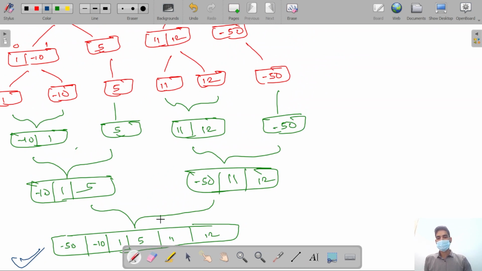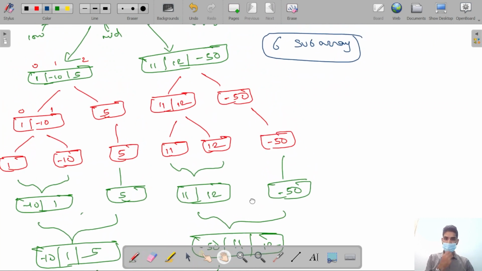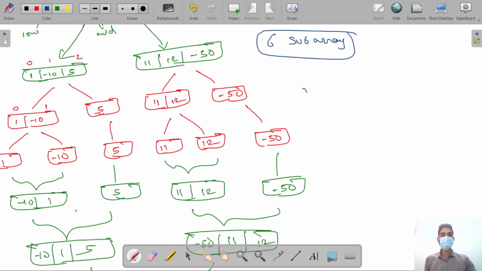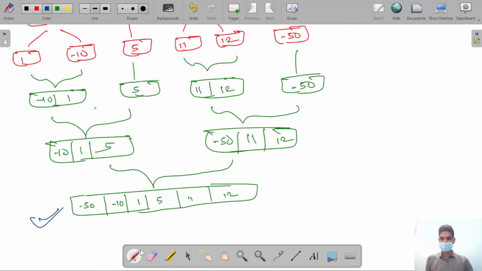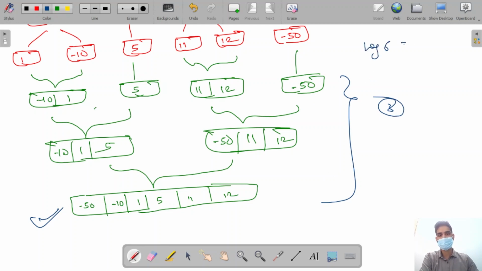Now, can you tell me the time complexity? The time complexity will be O of n log n. How? Because we are sorting. You can see these three are the division, and these are the joining, merging part. What are we doing? There are three steps. Total elements 6. So log 6 is greater than 2, that means 3. That's why log is written.